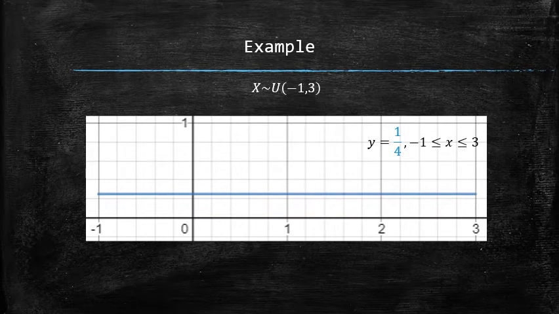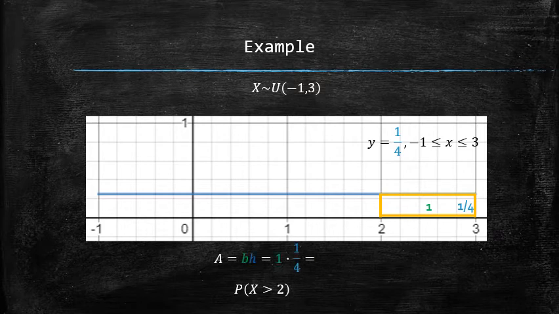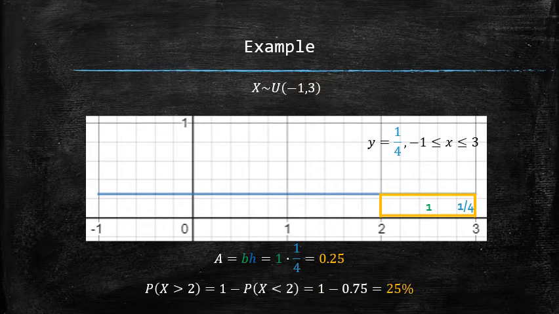To find the probability that x is greater than 2, we will look for the area under the curve between 2 and 3. This region is a rectangle with the base 1 and the height 1/4. The area is equal to 0.25 or 25%. Alternatively, we could have used the complementary rule to compute the same probability as 1 minus the probability of x being less than 2, which we already computed previously. So the answer is again 25%.